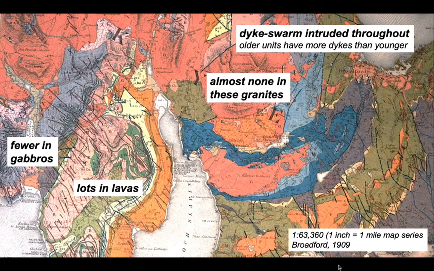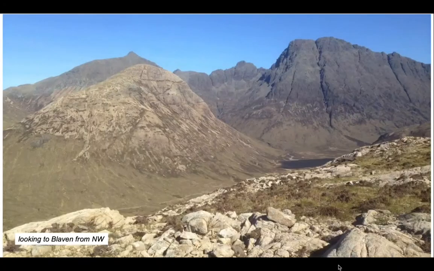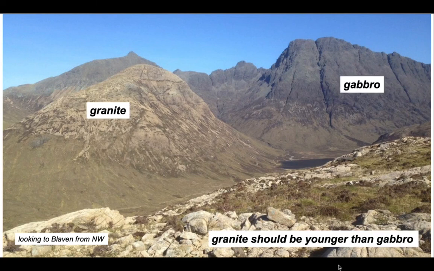Well, let's see how this bears out when we look at the age relationship between the granite and the gabbros. And we're going to go here. Here's the view. The mountain at the back is a hill called Blaven, and the landscape betrays the geology really well. Those rugged black rocks at the back going up to the high point over there, the mountain Blaven, are gabbros. The rounded hill, and indeed the foreground, which makes much paler rock outcrops, are granite. And we inferred from the map pattern just now that the granite should be younger than the gabbro. So let's go and have a look at the contact.